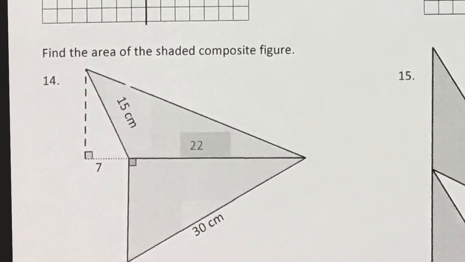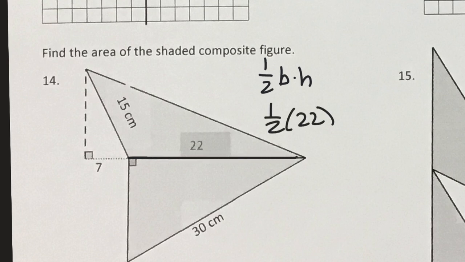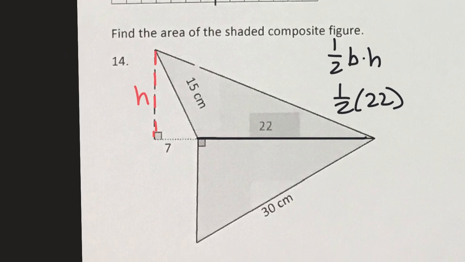So area is, of course, 1/2 base times height, for most problems, unless they're special. So on number 14, I have the triangle on top, which has a base of 22. So 1/2 of 22 times... I need to calculate the height, right? This is the height for my obtuse triangle. And I'm going to do that using the Pythagorean theorem. Good. 7 squared plus h squared equals 15 squared.